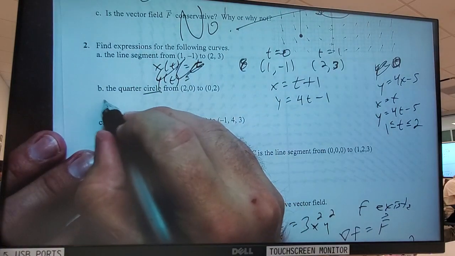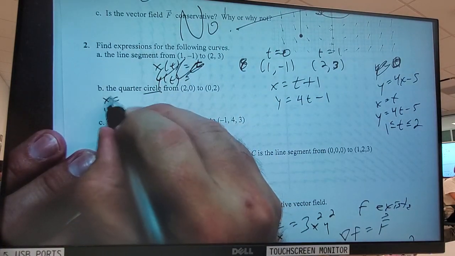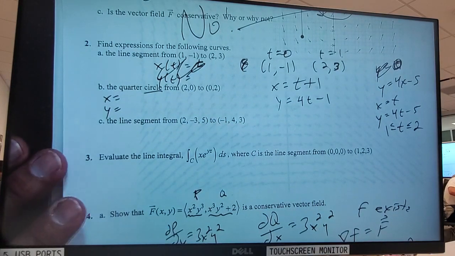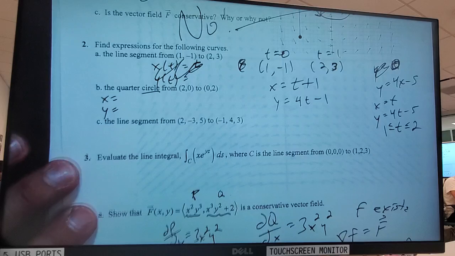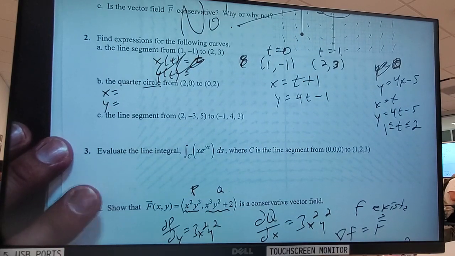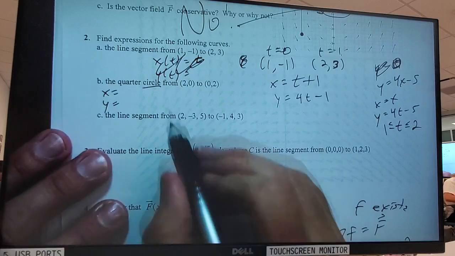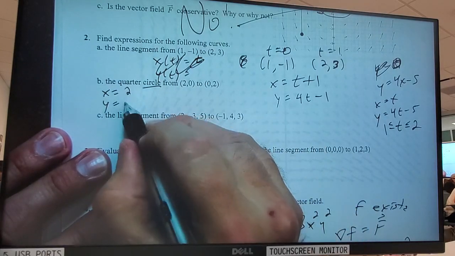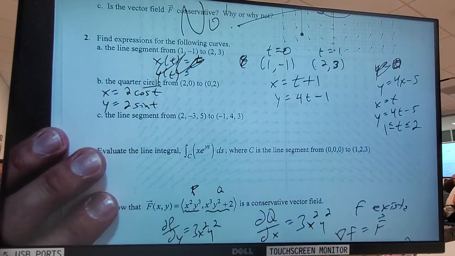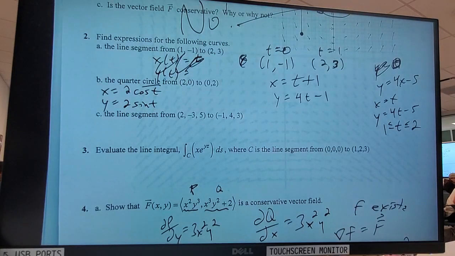To be honest, it really doesn't matter which one you call which. It's just going to affect what your t goes from and to. But in general, we're used to calling x cosine, y sine. What's the radius of the circle? Good, because it's just a quarter circle, the radius is 2. And if you call this 2 cosine t and this 2 sine t, it really doesn't matter. But then, what does t go from and to?